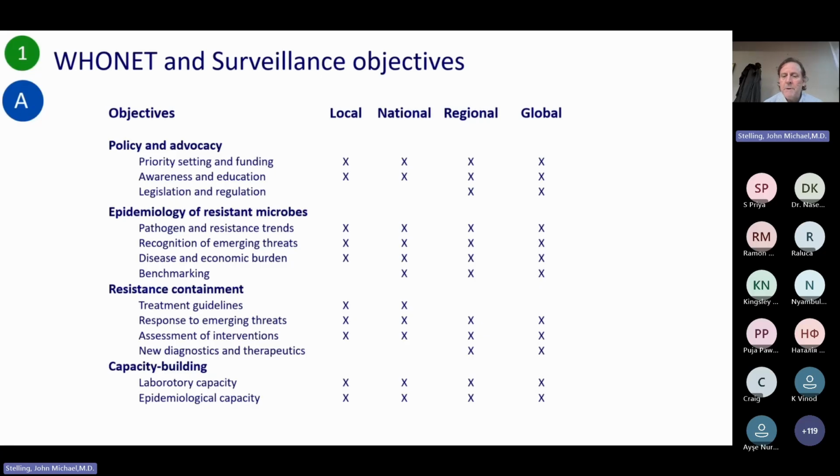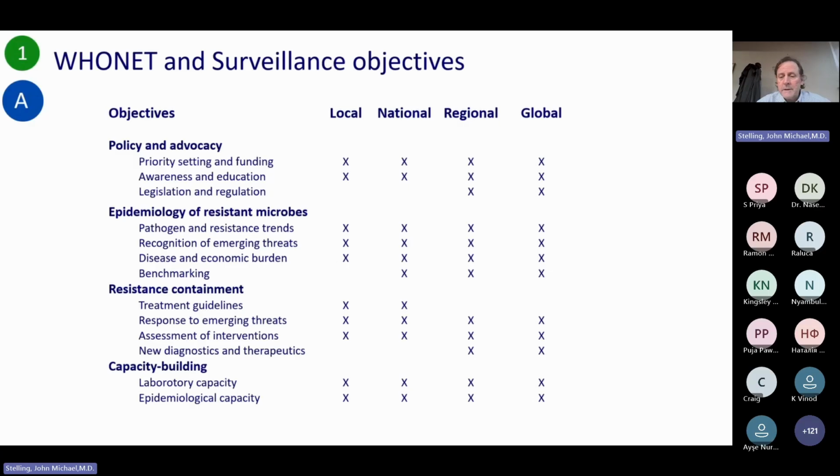On the human side, we spend a lot of time in that resistance containment area. Not exclusively, but most of what we do on the human side are treatment guidelines, isolating patients with MRSA, with CRE, VRE, early detection and response to hospital outbreaks, and community outbreaks. So most of our effort on the human side is clearly in that resistance containment area. This also happens, of course, in the animal health area.